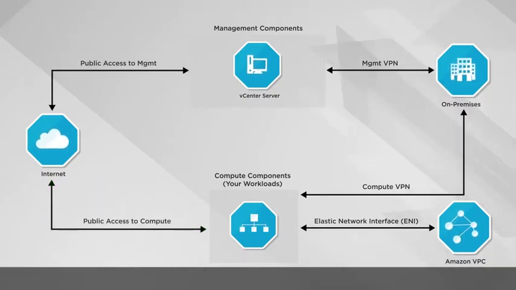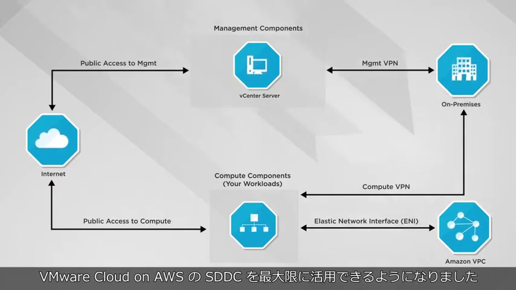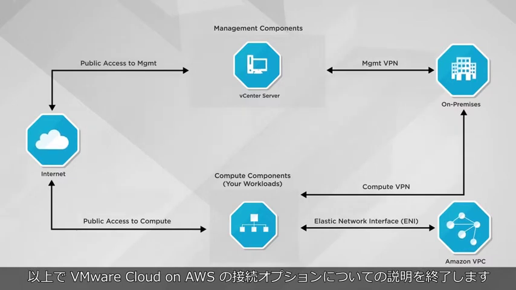That's it. Now that you have connected everything together, you are ready to get the most out of your new VMware Cloud on AWS SDDC. This concludes our explanation of your connectivity options in VMware Cloud on AWS.